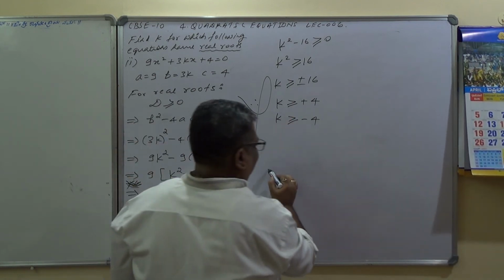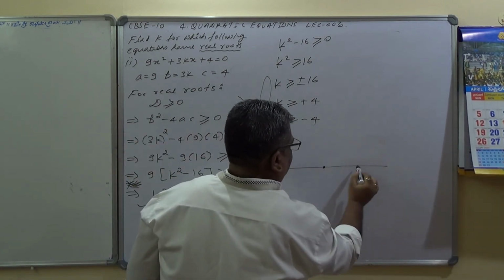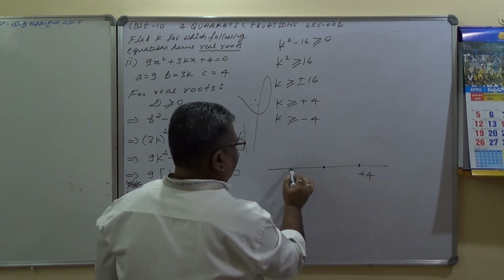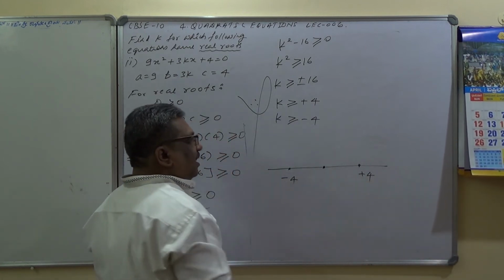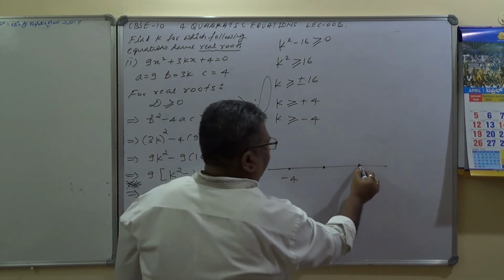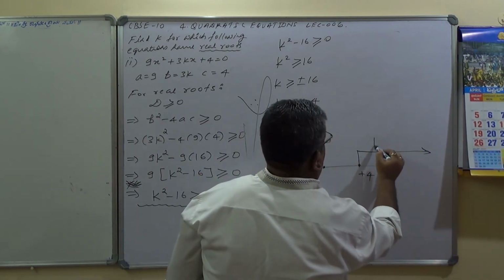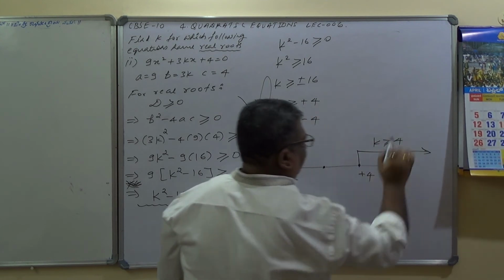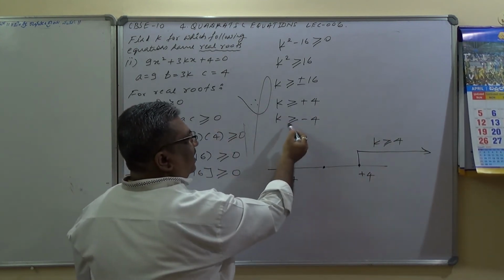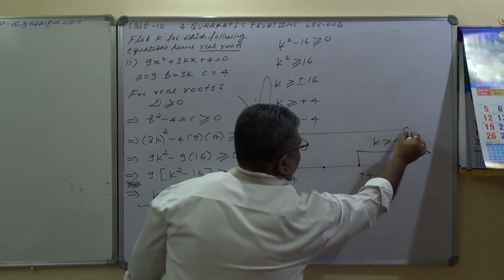Why is it wrong? Listen. Plus 4 here, minus 4 here. K is greater than or equal to plus 4, from here to here including 4. Absolutely okay, plus 4, perfect. But what about K greater than or equal to minus 4?